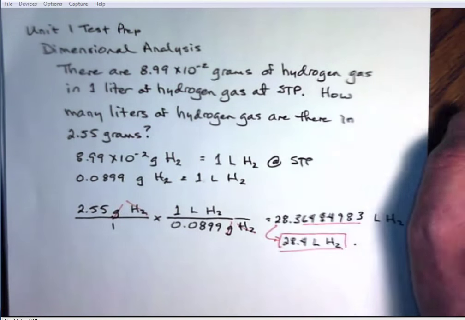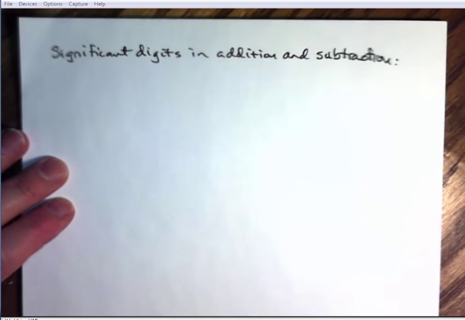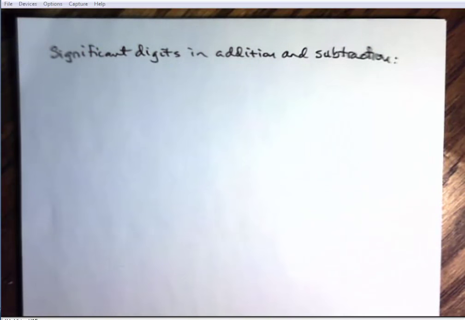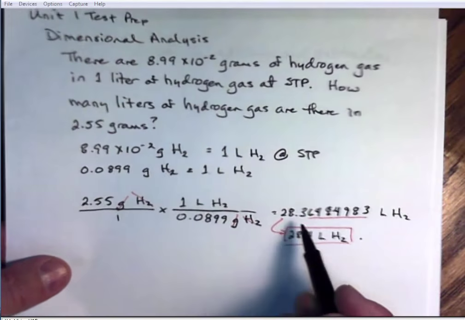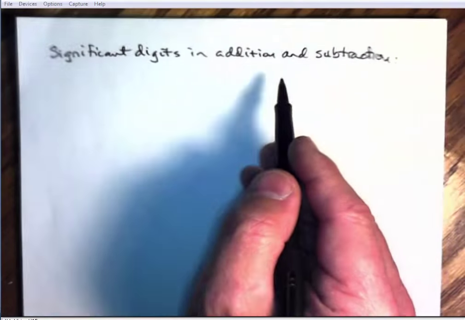Okay. All right. So there are different rules for addition and subtraction as compared to or contrasted with the rules for multiplication and division. And we used the multiplication division rules for rounding here. The addition subtraction rules are a little bit different.